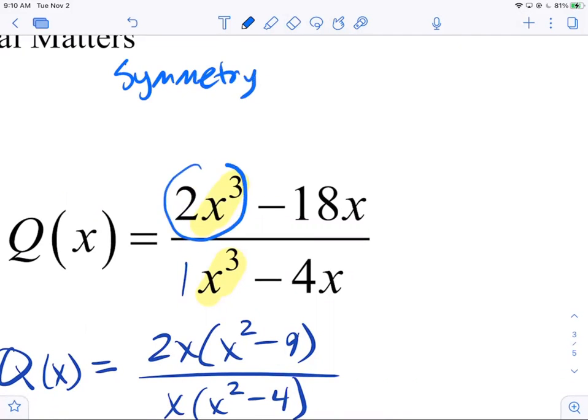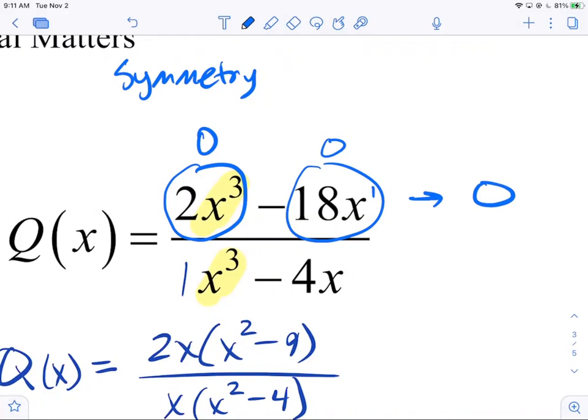If you look at the first term in the top, it has an odd exponent, right? So that's going to be an odd term. In other words, plugging in a positive number and a negative number gives you opposite outputs. Plugging in a 1, you get out a +2. Plugging in a -1, you get out -2. So that's an odd term. What about the 18x? That's also an odd term, right? So the top is going to be an odd function.